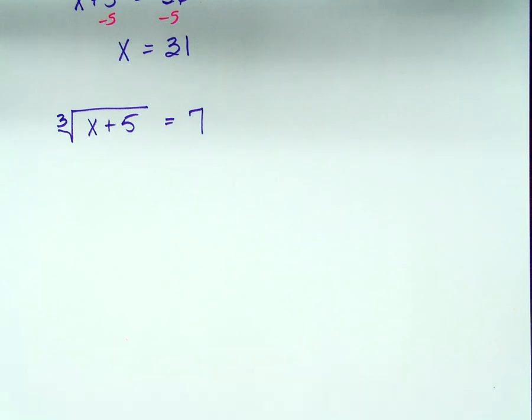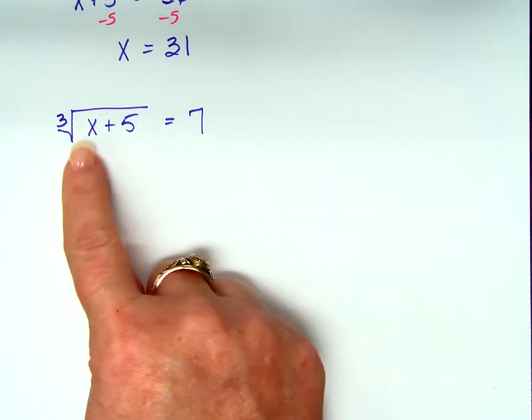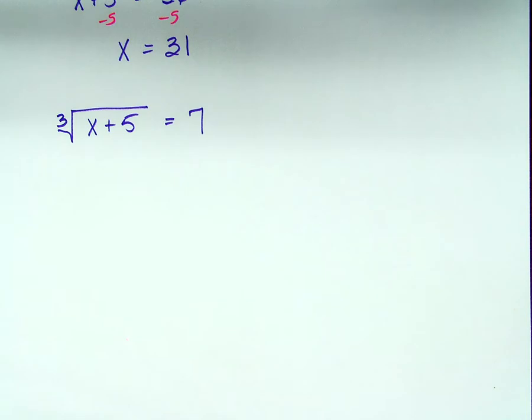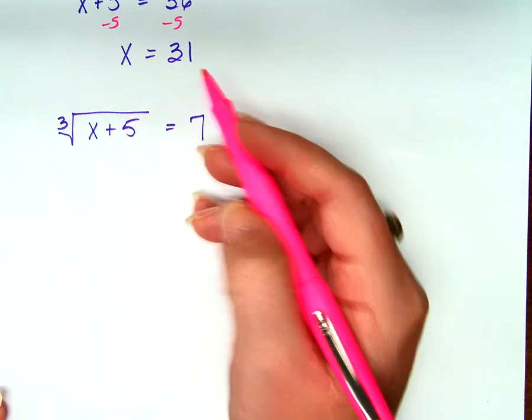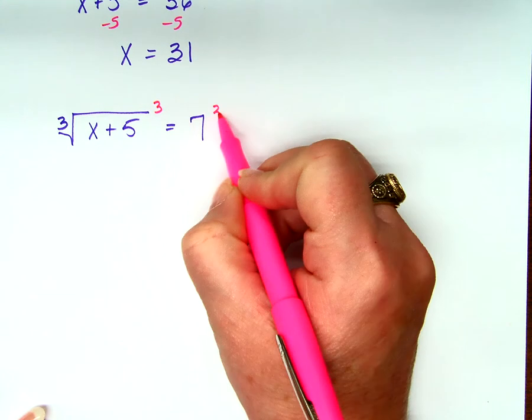The cube root of x plus 5 equals 7. Now, I think you know how to do this without me even telling you, because of what we talked about the last couple days. How do we undo a cube root? Yeah, exactly. How do we undo a square root? We square it. How do we undo a cube root? Cube, cube, right?